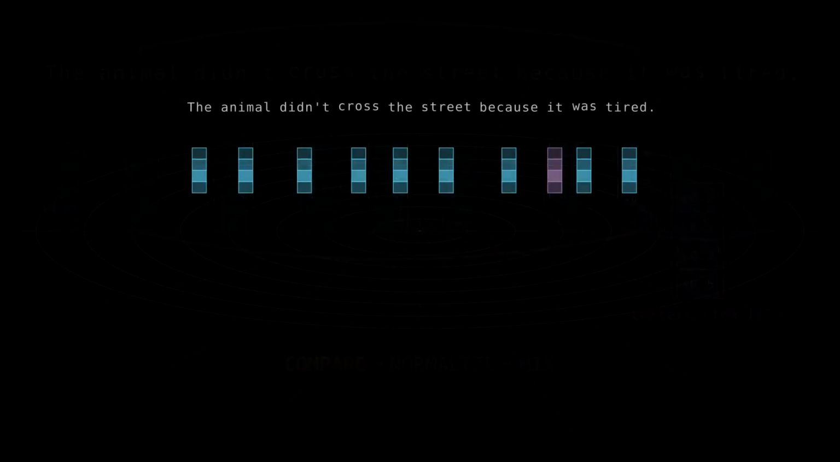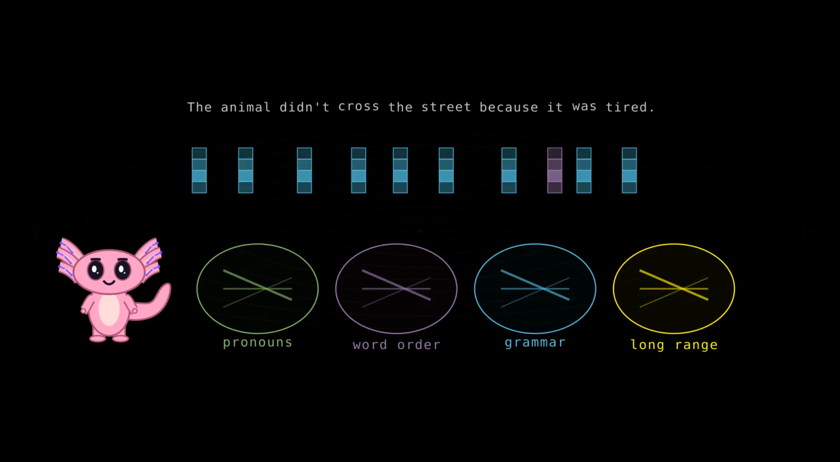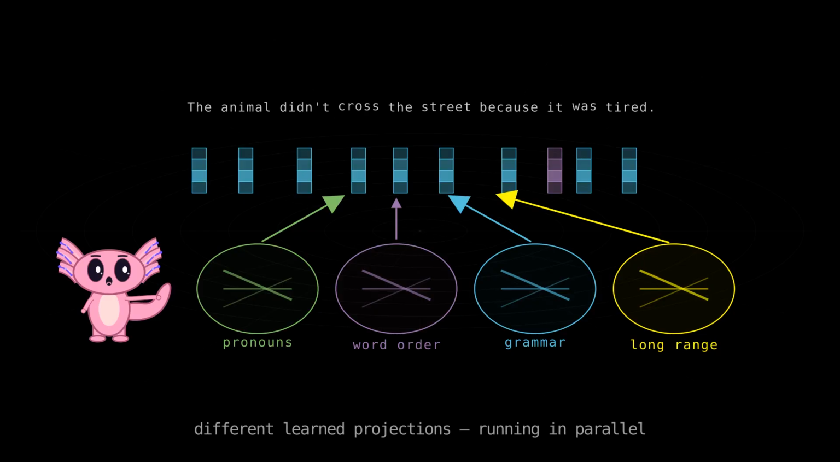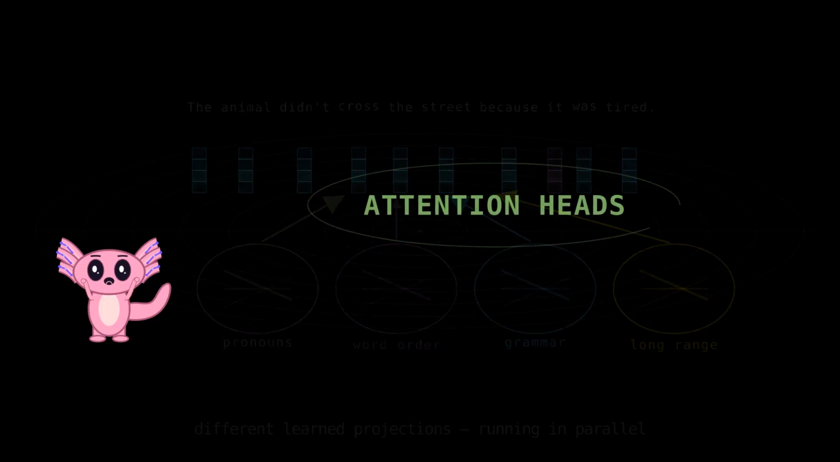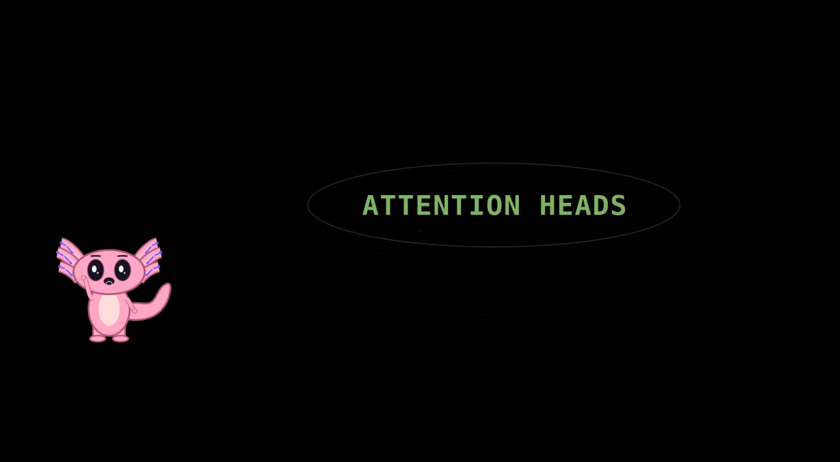But one routing pattern is not enough for all the relationships inside language. A useful connection for pronouns may not be the useful connection for word order, quotation boundaries, nearby grammar, or a subject many tokens away. Transformers solve that by running several attention operations in parallel with different learned projections. Those are attention heads, and they are the next piece of the machine.